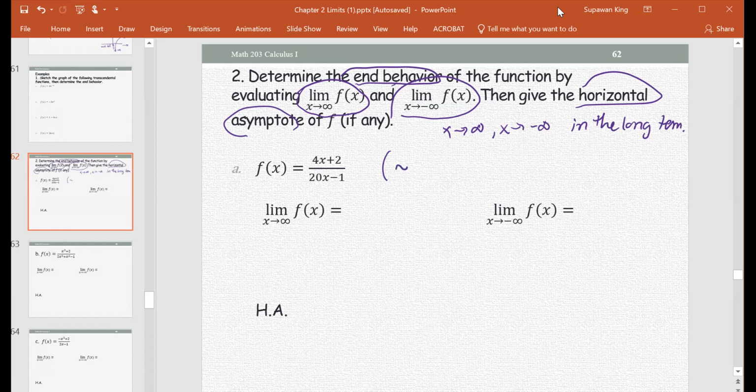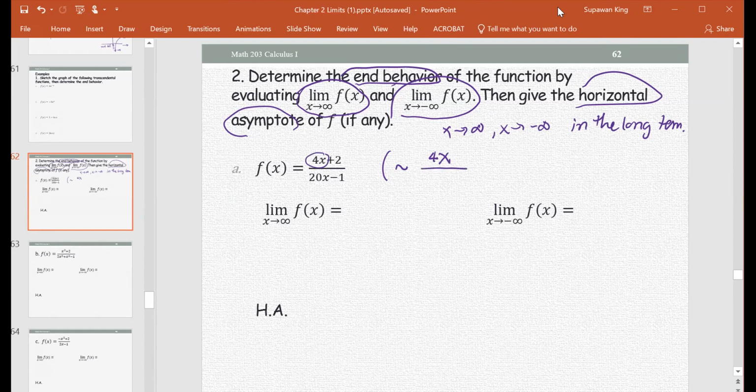What happens to 4x plus 2? 2 is nothing compared to 4 times x. We call 4x the dominant term. In the long term, 4x is the main term to think about for the graph, or the one that has an effect on the function, on the graph. Ignore the lowest term. So this is the dominant term.